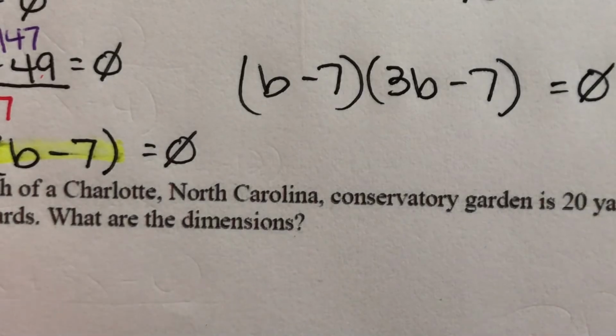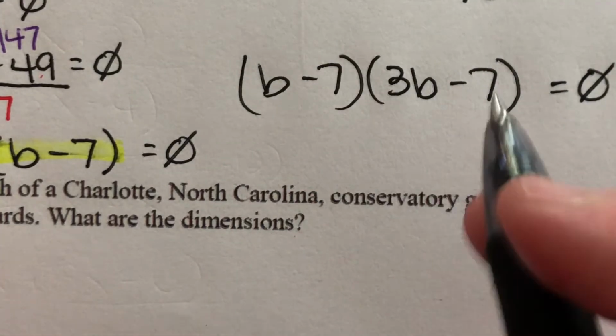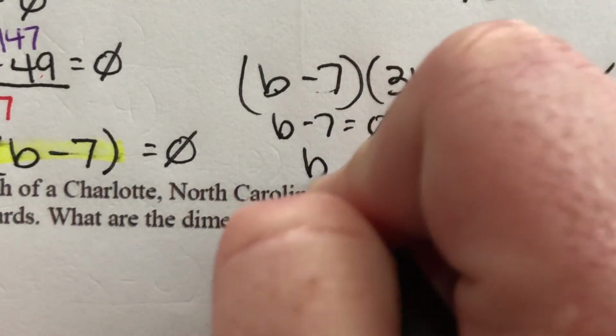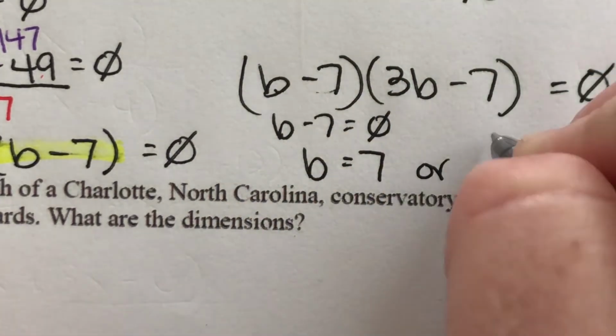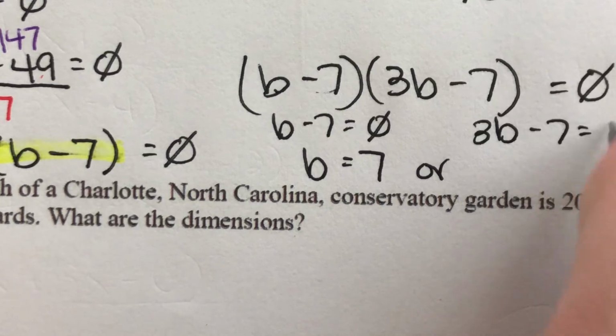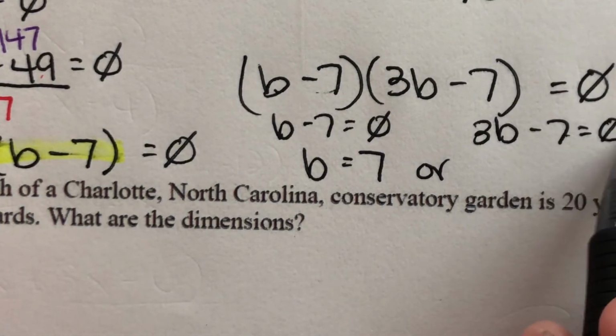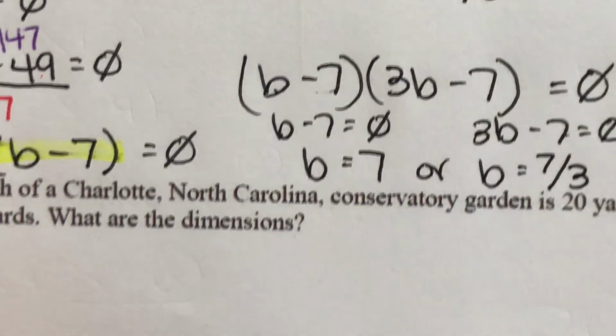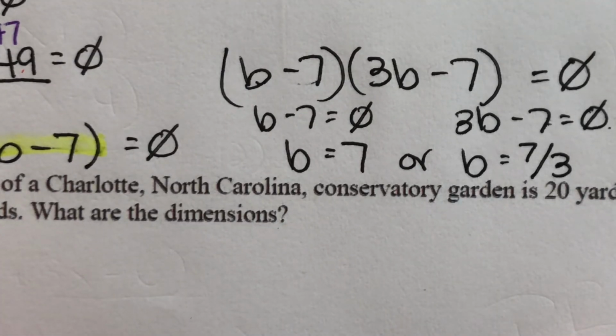So I set each parentheses equal to 0 and solve. So b minus 7 equals 0. b would equal 7. Or 3b minus 7 equals 0. So I would add 7 to both sides and then divide by 3. b equals 7/3. Okay, so there's the solution to that one.